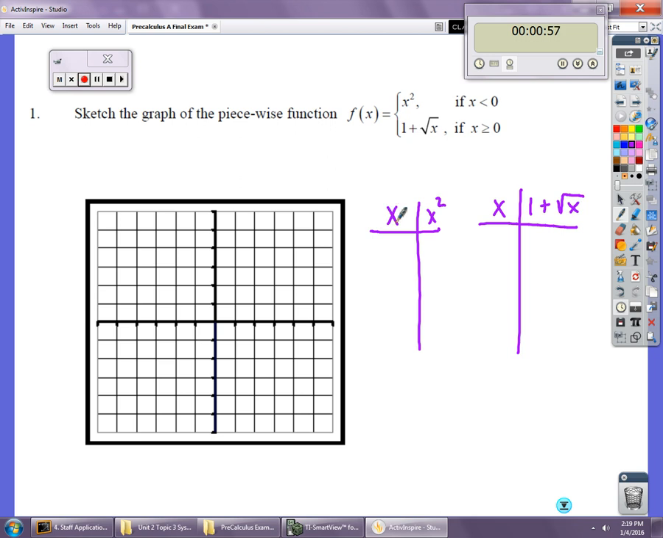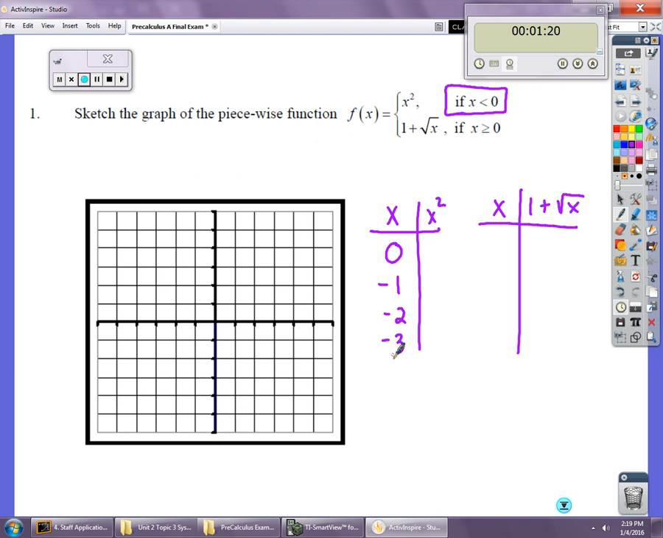Now, one thing I'm going to consider is this domain right here. This is telling me I'm only going to use the graph of x squared when the x's are less than 0. So let's think about what those are going to look like. For example, we'll start with 0, and its x is less than 0. So I'm going to list some x values that are less than 0.